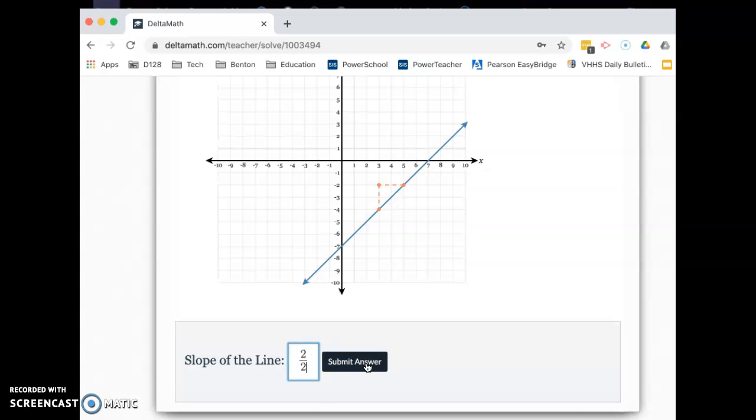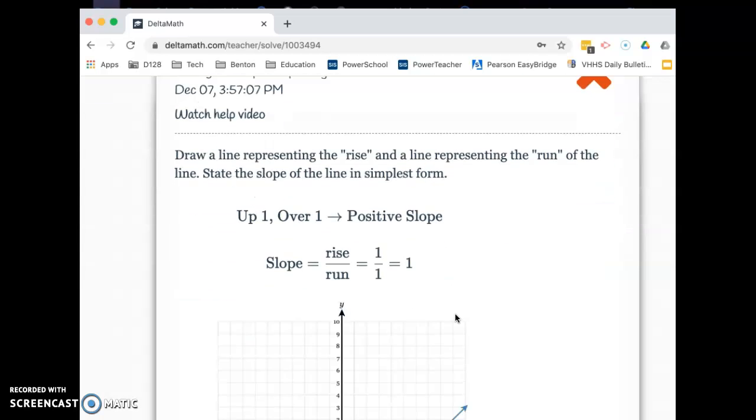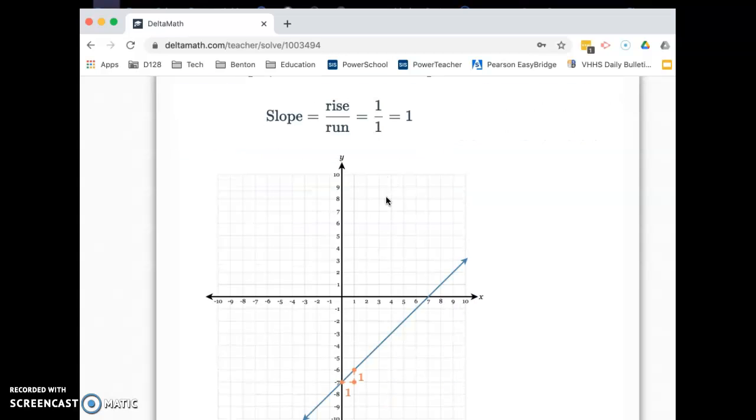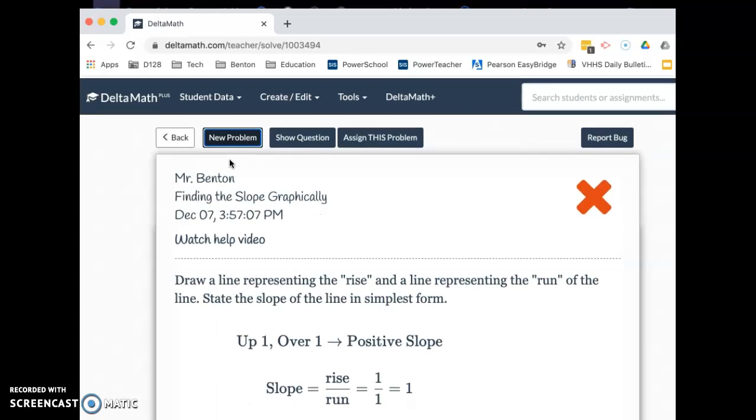Some of you are like, no, don't do that, because it's not a simplified fraction. But let's see what happens here. It didn't like it, for that same reason we talked about. 2 over 2 is the same as 1 over 1. Let's do a new problem.